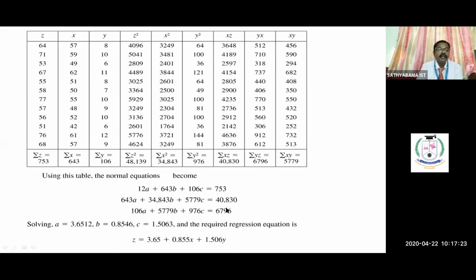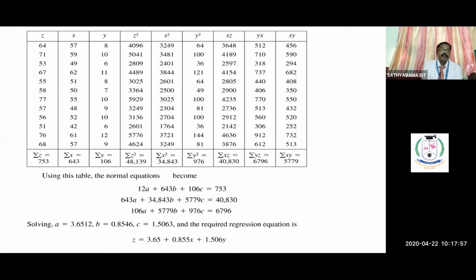Solving these normal equations, we get the values of A, B, C. There are a lot of methods to get the values of A, B, C. Either you can use Cramer's rule, or from the first two, you can eliminate A, then from the second two, you can eliminate A. Then you will get equations in terms of B and C. Then you can eliminate B and find C.